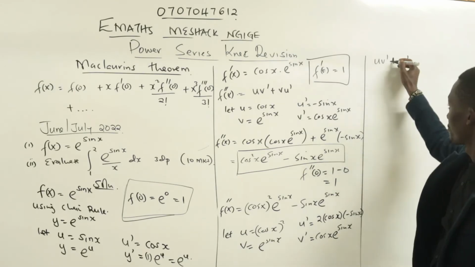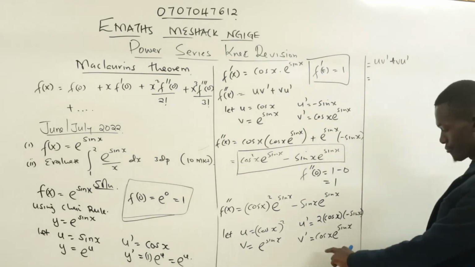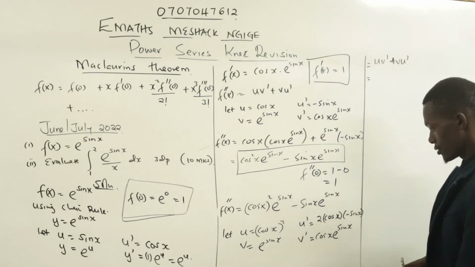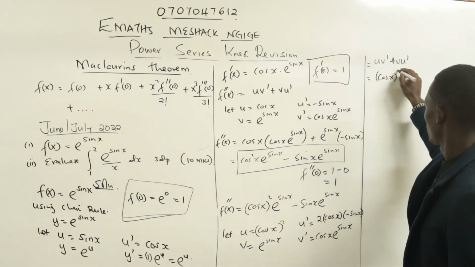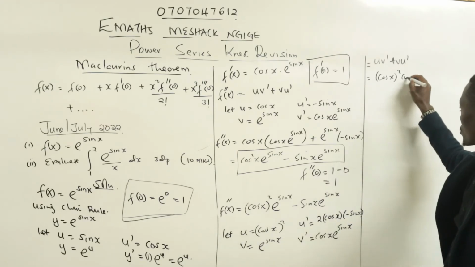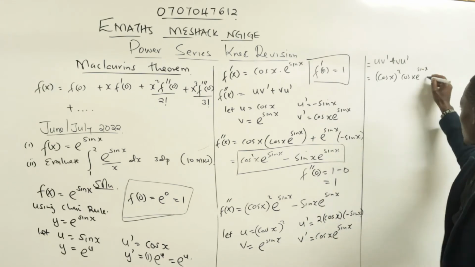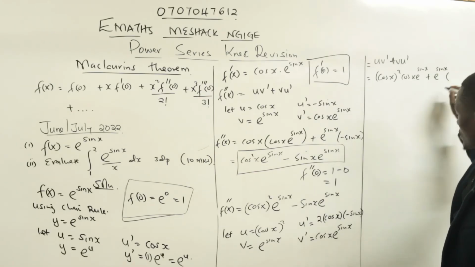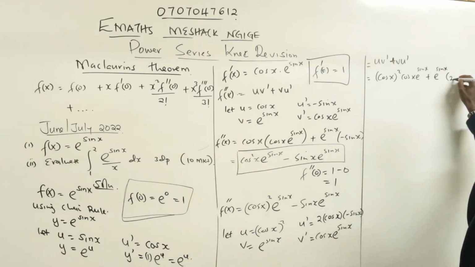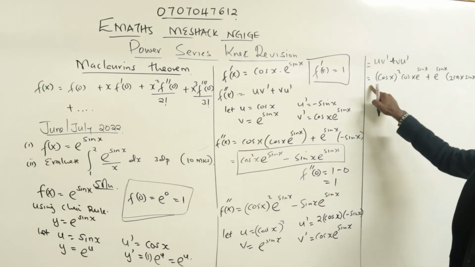So this part shall have, what is our u? Our u is cos x squared. What is our v prime? Cosine of x, exponent of sine of x. Then plus, what is your v? Your v is e to the sine x. Then what is your exponent? You have 2 cosine of x sine of x. Now this is for the first part.